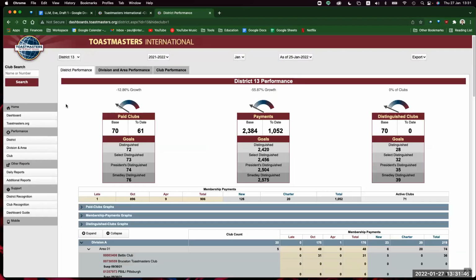District 13, minus 55.87%. So what does that mean? What is your district? A district is a collection of Toastmasters clubs made up of 20 members plus or minus 10. So how many members are in this district? How many are in this district of Thailand?